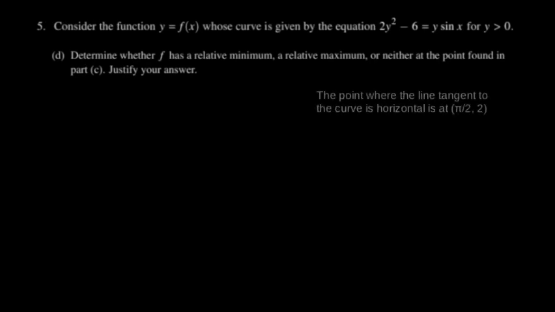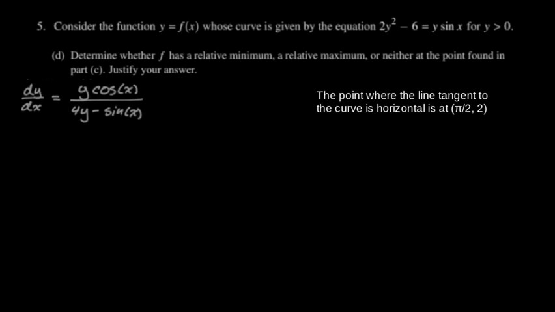Another good FRQ, which is further along in it as well, so you would have already had some information. For what we have now, the point where the line is tangent to the curve is horizontal at pi over 2, 2. And that is the first derivative.